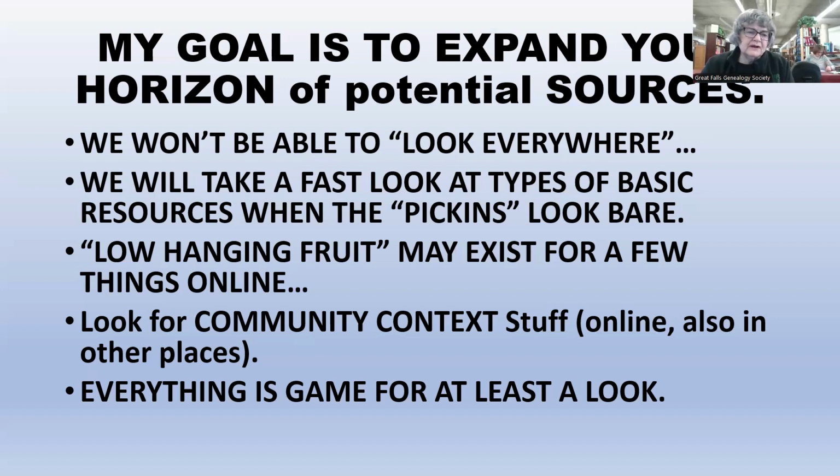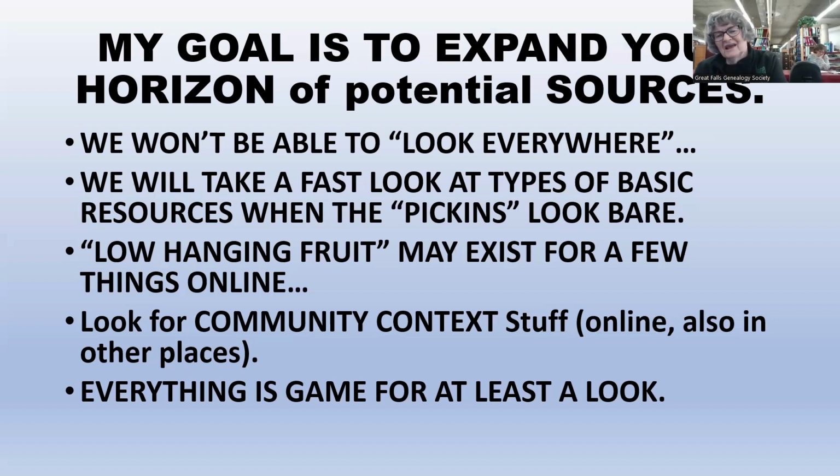And you'll always recognize there's going to be some low-hanging fruit that exists for a few things online. But remember that places like MyHeritage, Find My Past, Ancestry, Fold3 are still just doing the big, what I call the more obvious pieces of low-hanging fruit, getting the births, marriages, and deaths if they can find them, or other things. So you have to look for community context stuff. And I emphasize this to you. It is community context. You might find a little, but most everything is up for a look, and it usually exists right in that community.